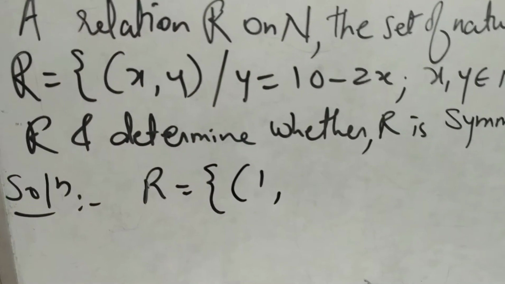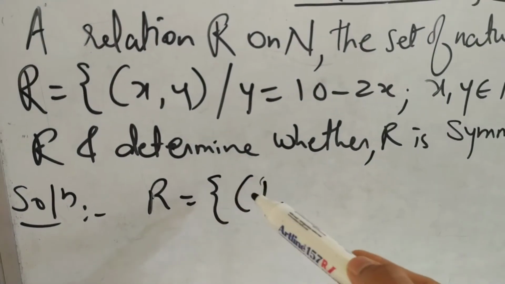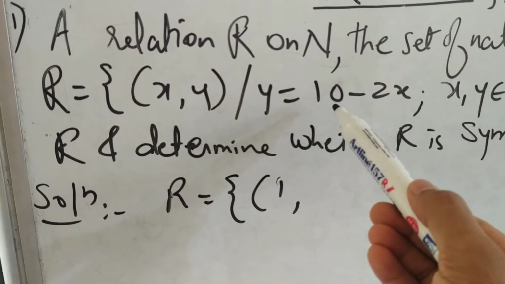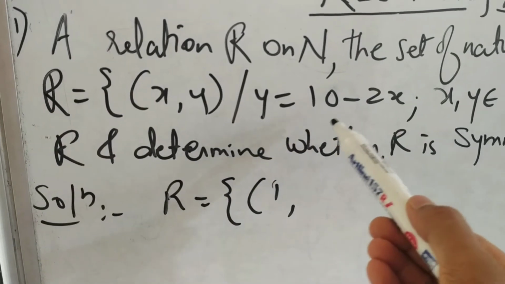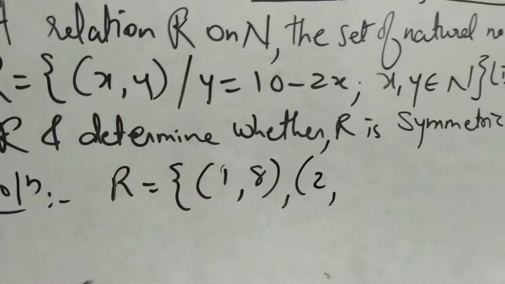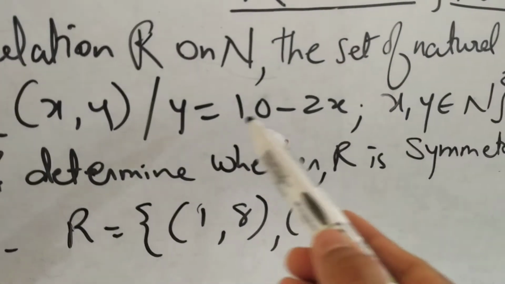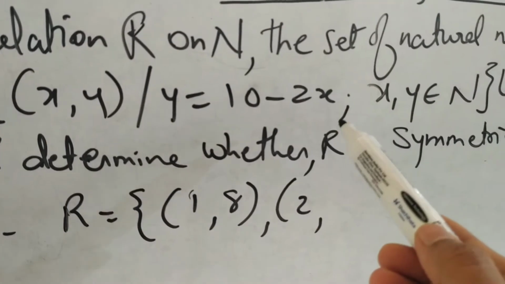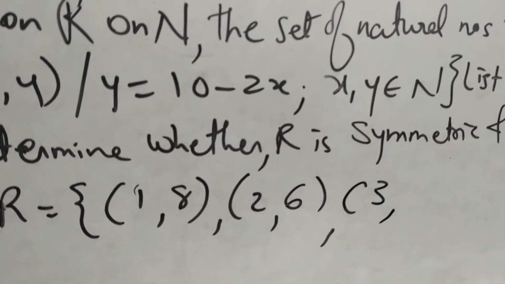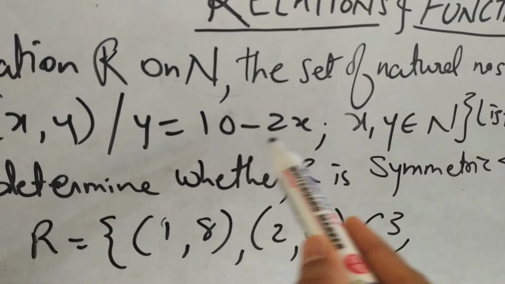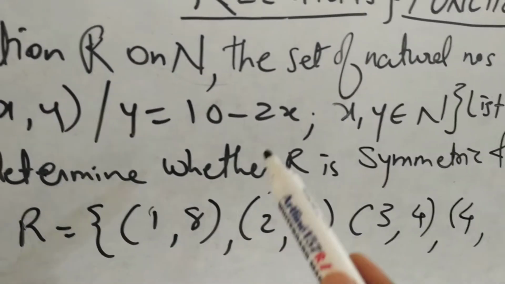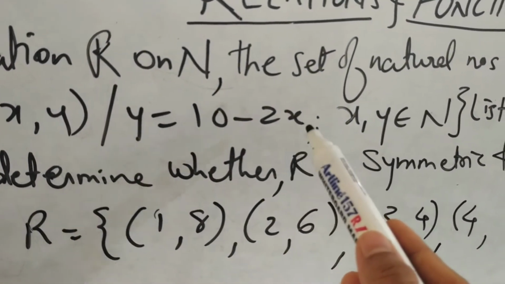So let us take x as 1. Substituting x as 1 in this equation, 10 minus 2 into 1 is 10 minus 2, that is 8. Next, let us take natural number 2. 10 minus 2 into 2, that is 10 minus 4, is 6. Next, let us take element 3. 2 into 3 is 6, and 10 minus 6 is 4. Next element, let us take 4. 2 into 4 is 8, and 10 minus 8 is 2.